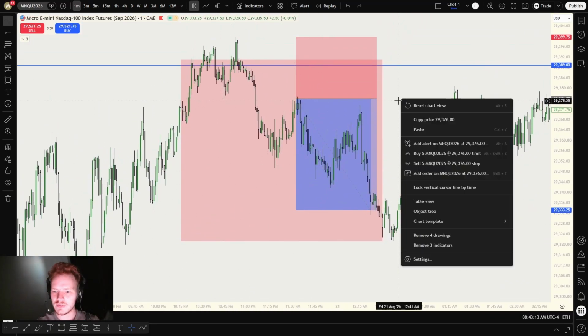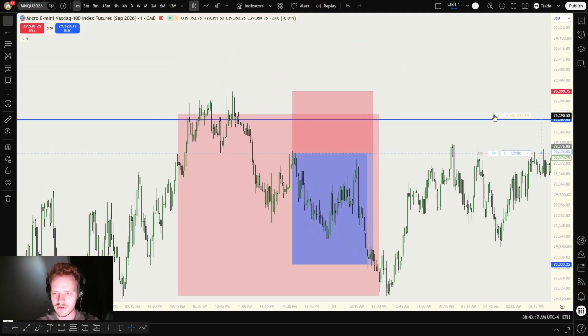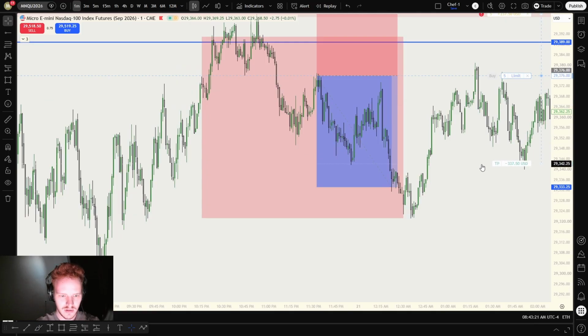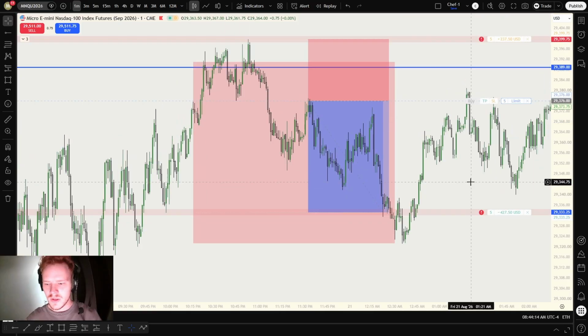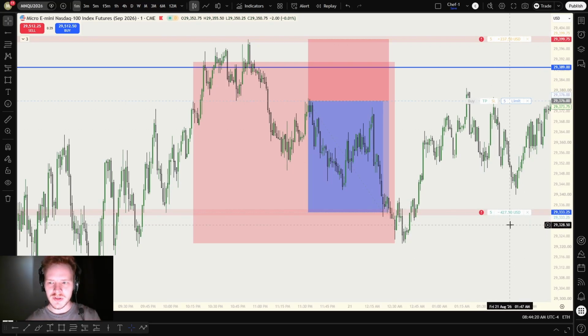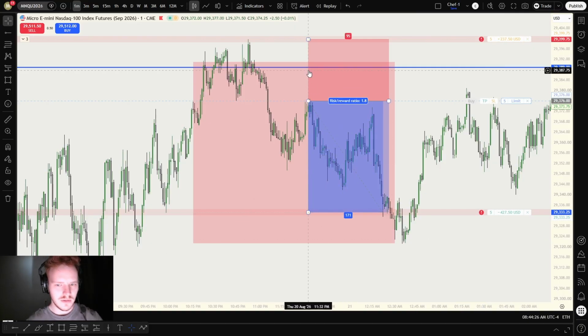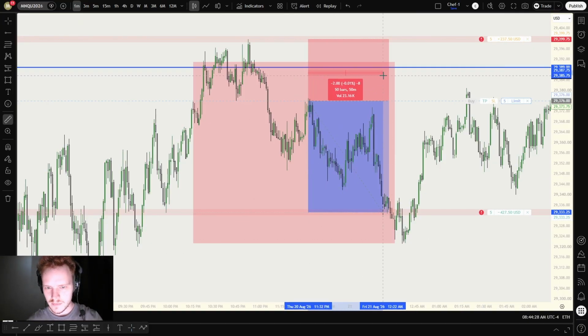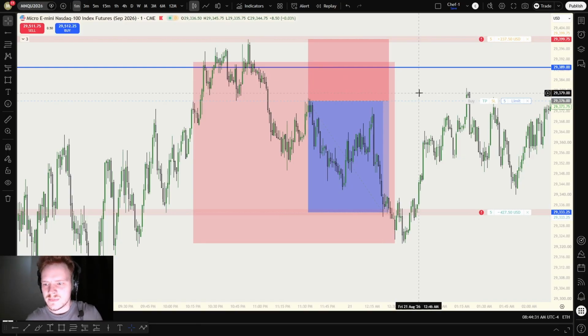How would this look if you sold this? If you put in 5 contracts here, stop loss there, TP at this low, ignore the negative and the plus. This would be your take profit. You'd be taking $400 from the market here, and you're risking 200 for it. And you're in this for how long? 50 minutes.